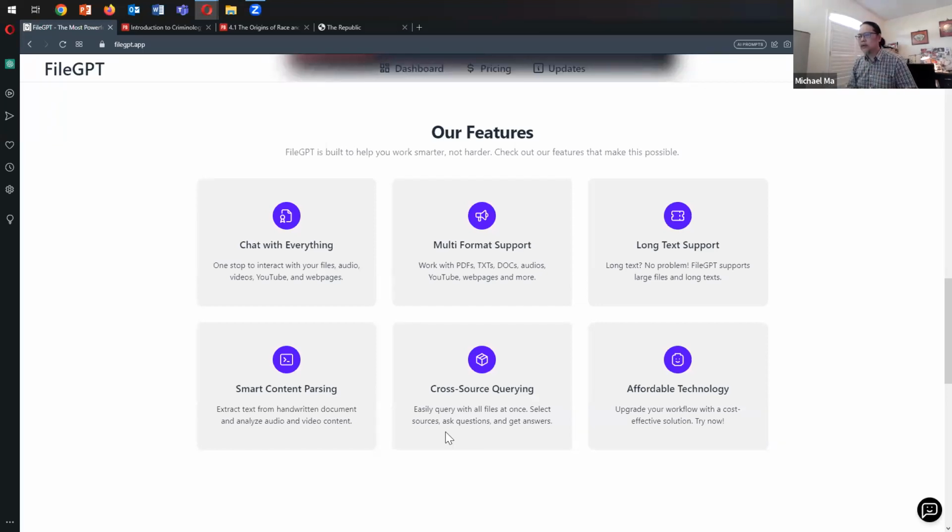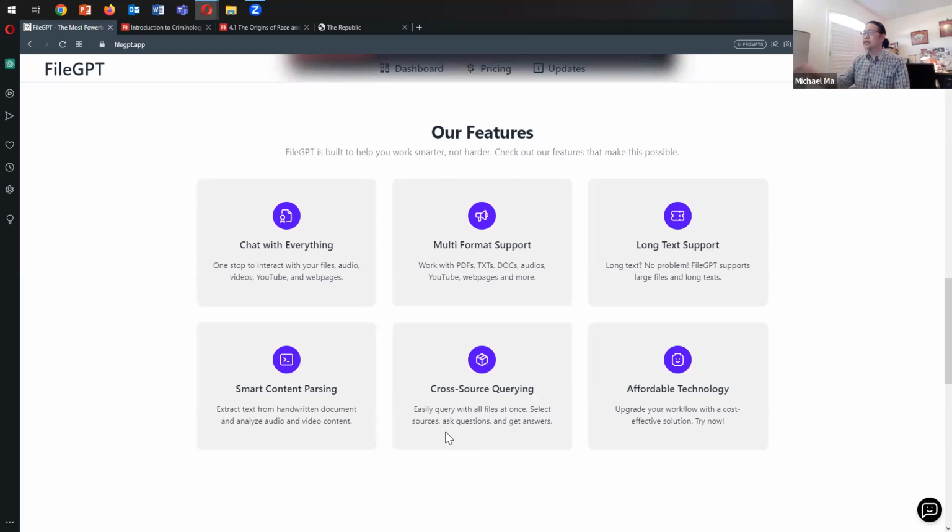The suggestion here is that you can query not just a single file, but multiple files. So that's very, very useful. I'll try that and test that in another review.